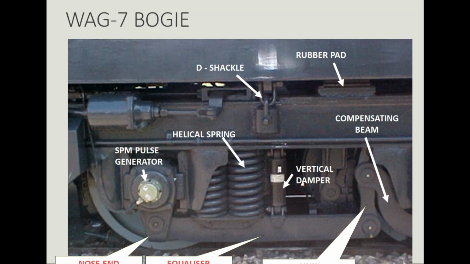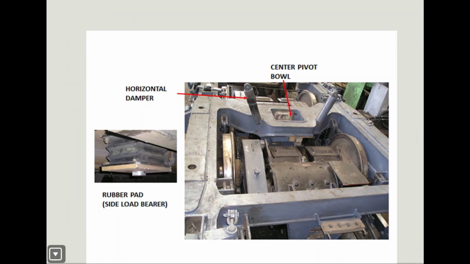60% of the load being supported on side bearers adjacent to center pivot and 40% of the load at remaining 2 side bearers. Center pivot does not take any vertical load and is used only for transfer of traction and braking force. Bogie frame and bolster, WAP 4.